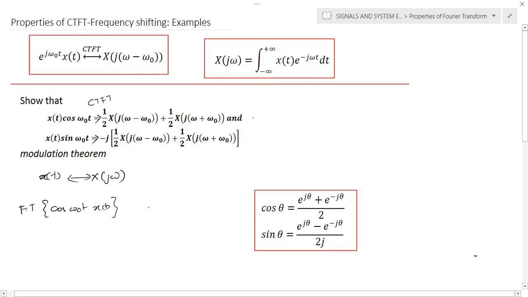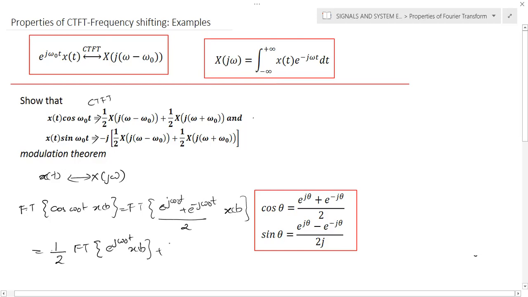Now we can apply Euler's formula, so you can rewrite this. This is the Fourier transform of cos, and you can split it as e raised to j omega 0 t plus e raised to minus j omega 0 t by 2 into x of t. If you rewrite this equation, 1 by 2 is common, then the first term is the Fourier transform of e raised to j omega 0 t into x of t, and the second term is 1 by 2 the Fourier transform of e raised to minus j omega 0 t into x of t.